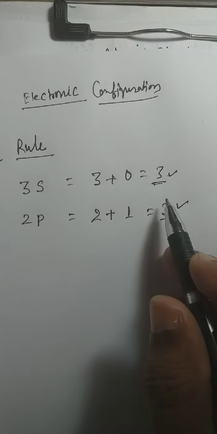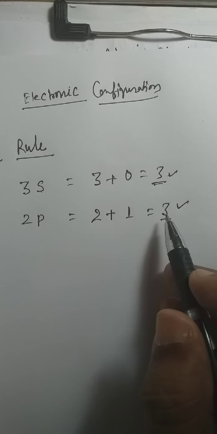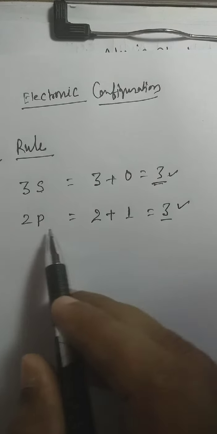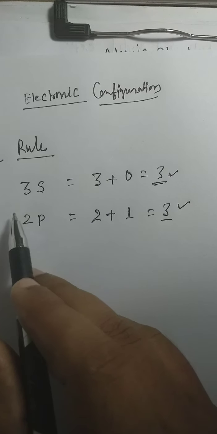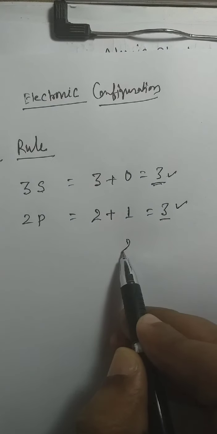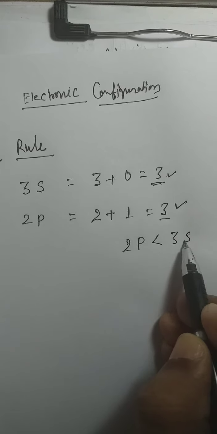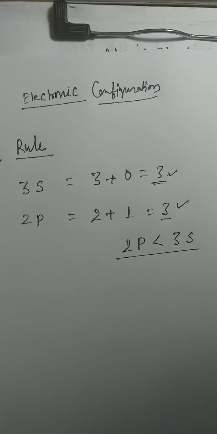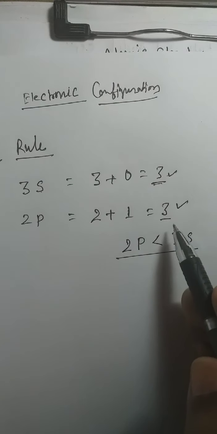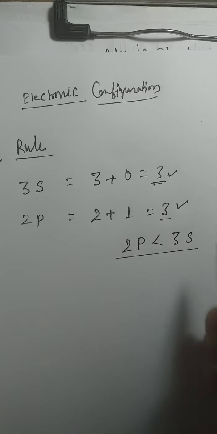In this situation, the one where the value of n is less is considered the lower energy level. Here 2p has the lower n value, so 2p will be filled first and then we fill 3s. Use this idea whenever there is confusion about how to identify increasing or decreasing energy when the energy level is the same.